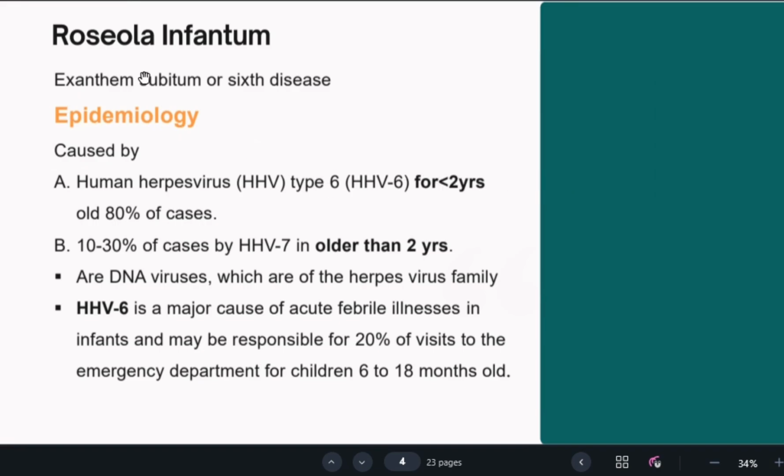First topic in this lecture is Roseola infantum, exanthem subitum. What do we mean by exanthem? We have two terms in infectious disease, exanthem and enanthem. Exanthem means widespread rash on the skin. Enanthem is the same rash but affects the mucous membrane.